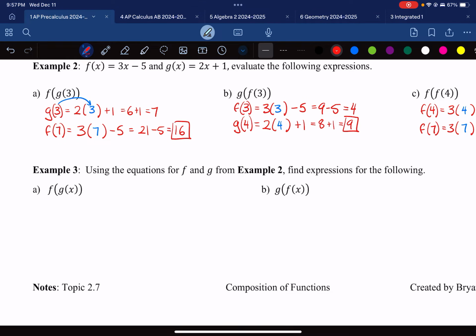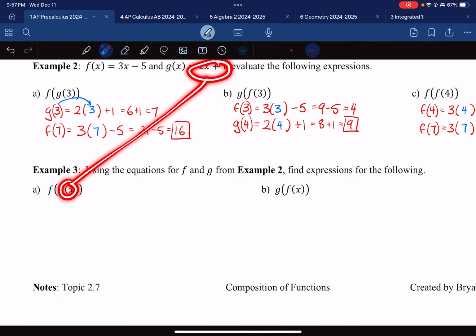Let's try another one. So using the equations from example 2, still using this f, still using this g, let's try to do these. Notice the difference. Before we were plugging in whole numbers, and now we're plugging in an x. So this is really a fancy way, like g of x means plug x into x, which means you don't change it. So g of x is 2x plus 1. So really what it's asking for is you have one thing and you're plugging it into another. So I'm really going to start with my outer container because I can't really do anything with the inner container. Just rewriting g of x is pointless to do.